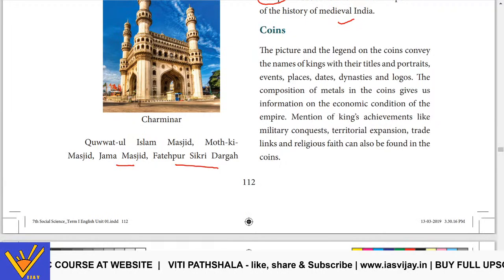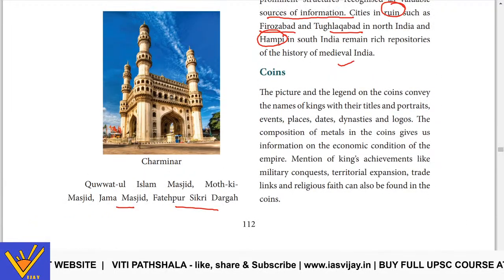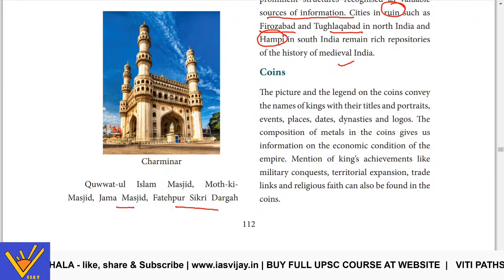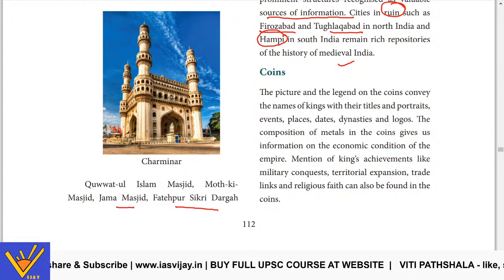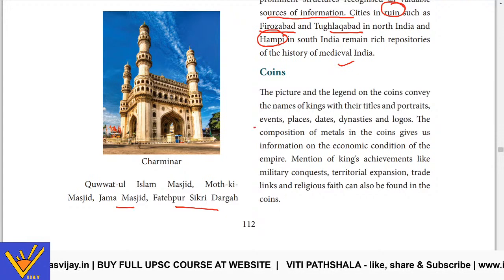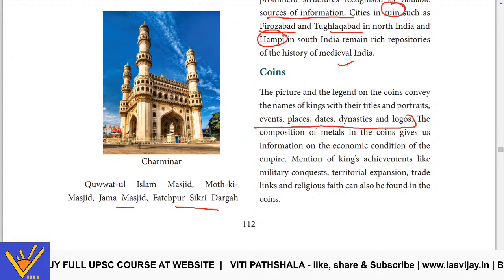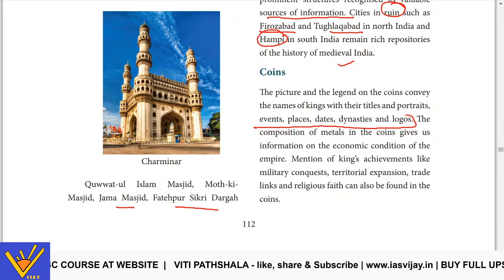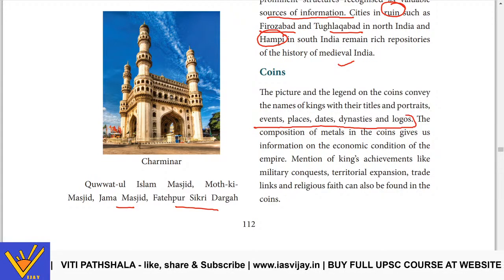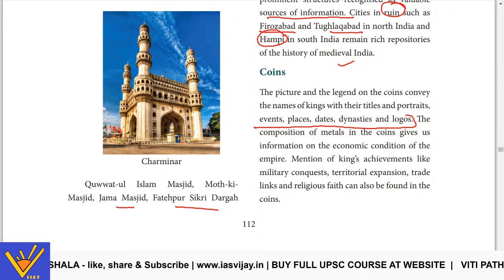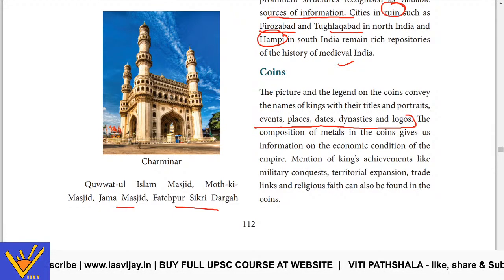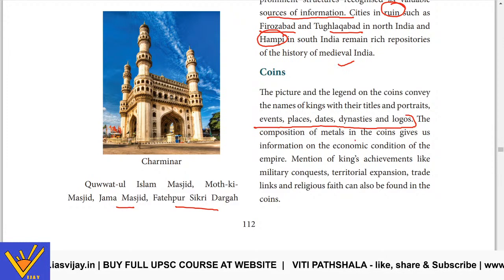Now, next comes the coins. Coins are also important to know about history. The picture and the legend on the coins convey the names of kings with their titles, portraits, events, dates, places, dynasties and logos. So उन पे जो लिखा होता था उनसे हमें पता चलता है. We come to know about the events, places, dates, dynasties, logos, about the period, about the ruler or about the people of that area. The composition of the metal in the coin gives us information on the economic condition.